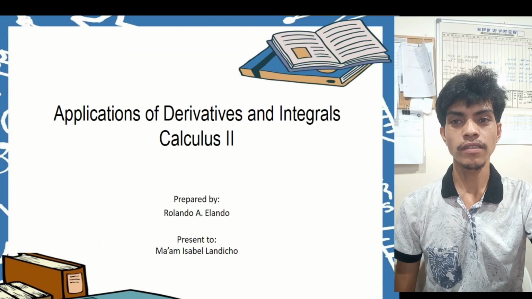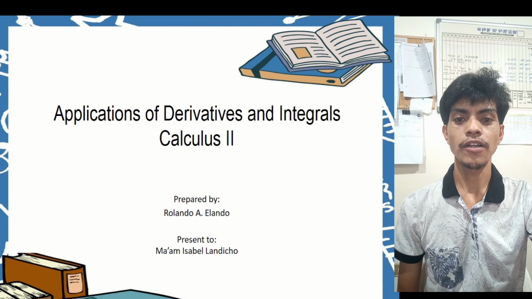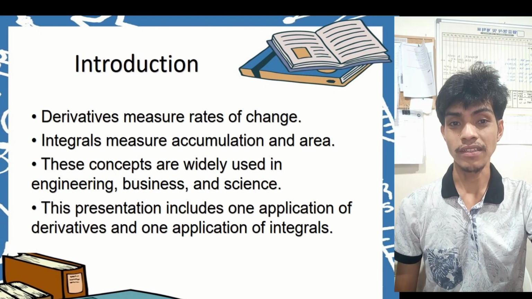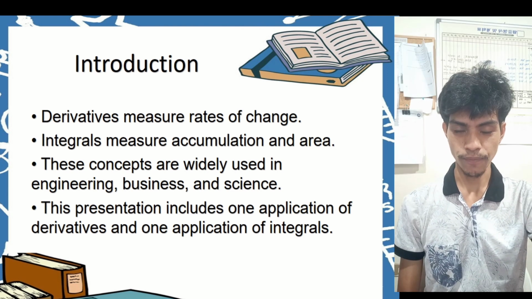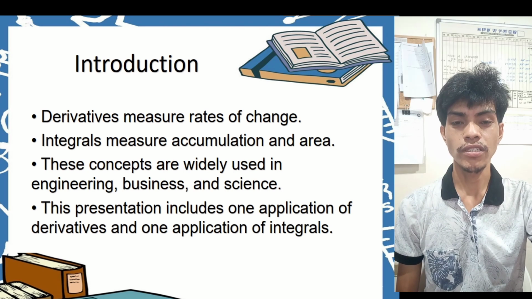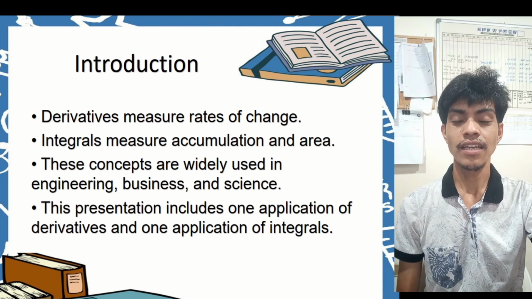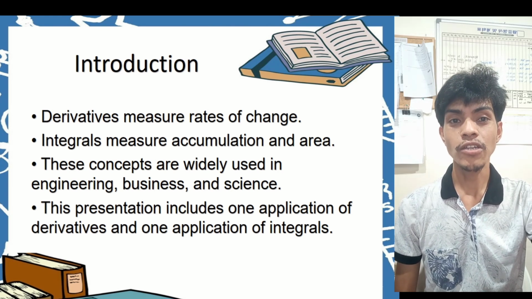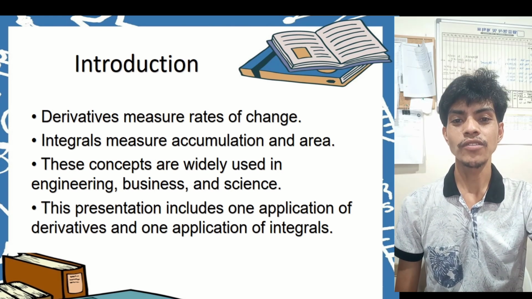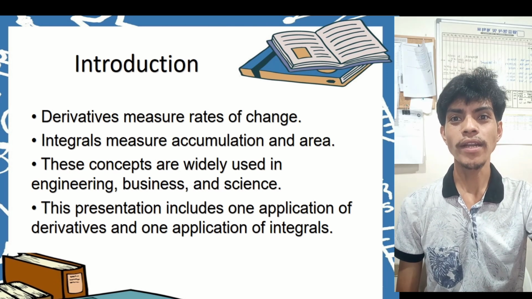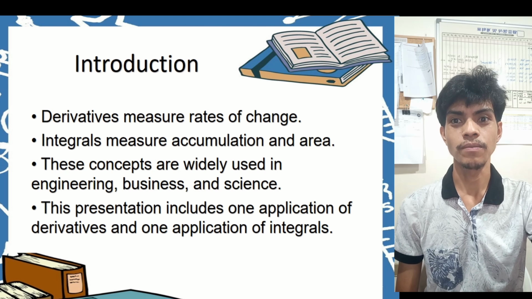Application of derivatives and integrals, these are our topics for today. Derivatives and integrals are important tools in mathematics and real-life applications. Derivatives are used to determine rates of change, optimization, motion, and business analysis. Integrals are used in finding areas, volumes, accumulated quantities, and many engineering applications. In this presentation, I will solve one application problem involving derivatives and one application problem involving integrals.